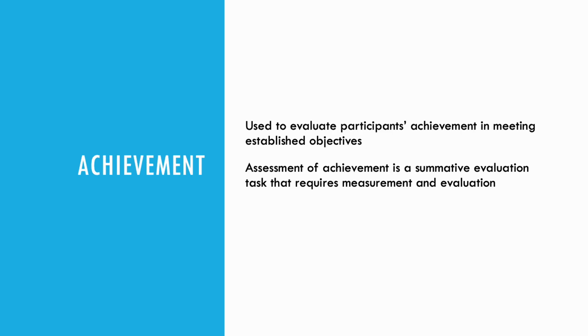Our fifth purpose is achievement. This is used to evaluate participants' achievement in meeting established objectives. The assessment of achievement is a summative evaluation task that requires measurement and evaluation. For example, the grade you will receive at the end of this course is a measure of how well you learned the material. With an exercise, an achievement could be improving your 1RM.